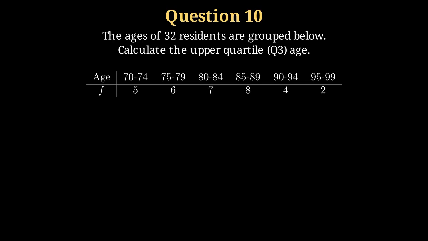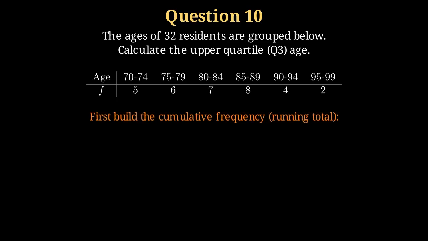We have the ages of 32 elderly residents sorted into age classes, with the number of residents in each class shown as the frequency f. The first step is the cumulative frequency, which is just a running total. 5, then 5 plus 6 is 11, plus 7 is 18, plus 8 is 26, plus 4 is 30, and plus 2 is 32. Which matches our total of 32.